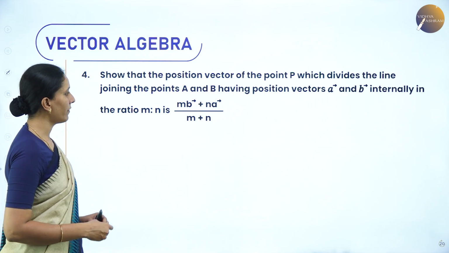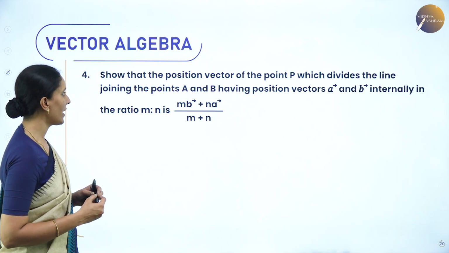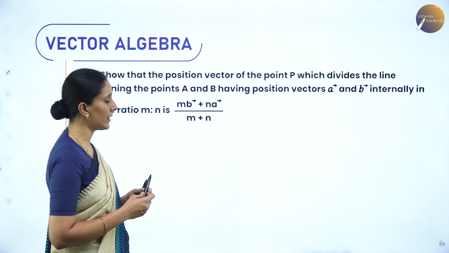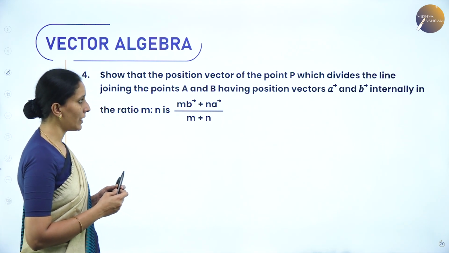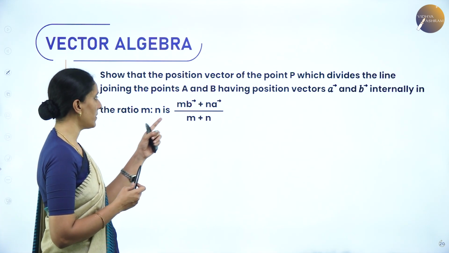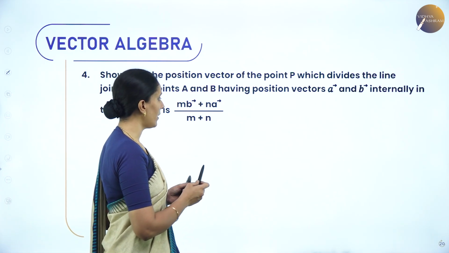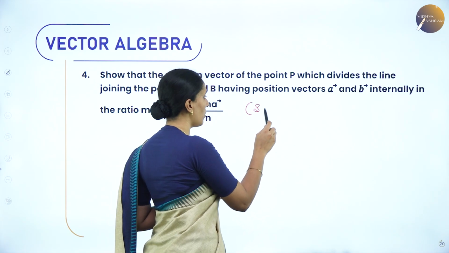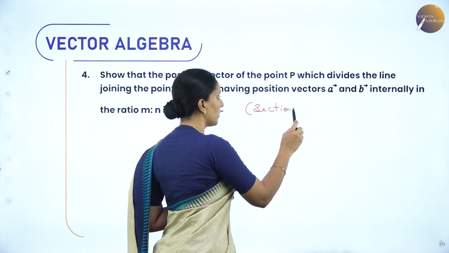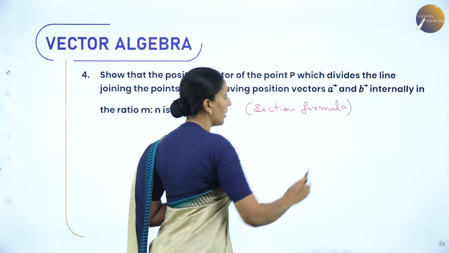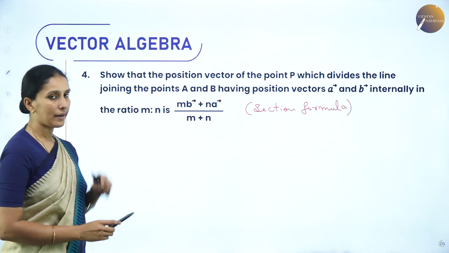Show that the position vector of the point P which divides the line joining points A and B, having position vectors vector A and vector B, internally in the ratio m is to n, is m into vector B plus n into vector A divided by m plus n. So this is the section formula, important for 3 marks again here. Here we are dividing the ratio for internal division.